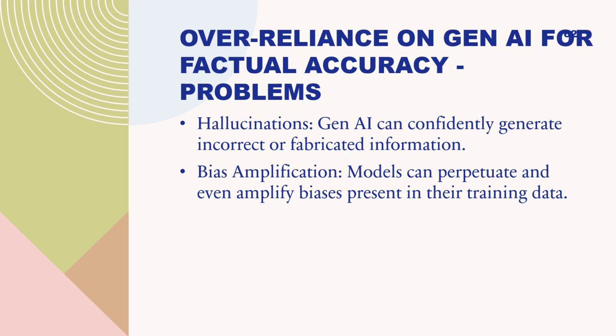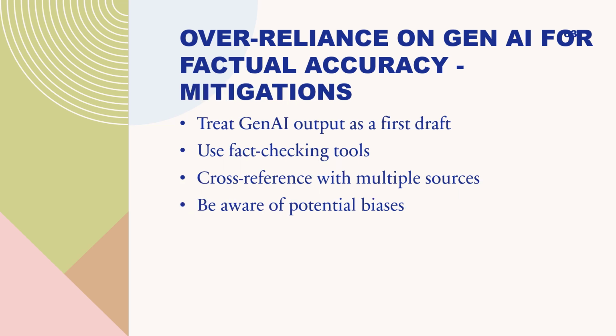First is hallucinations. So this is a well-known, well-discussed category. Generative AI can confidently generate incorrect or fabricated information. Second is bias amplification. Models can perpetuate and even amplify biases present in the training data. So how can we mitigate them?